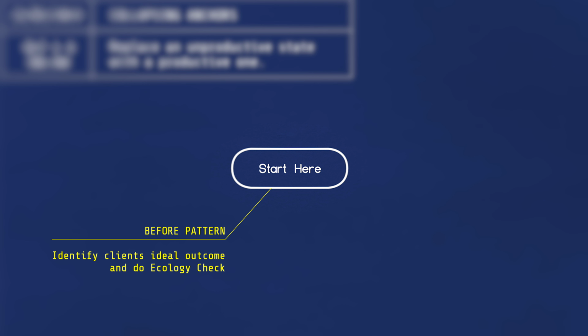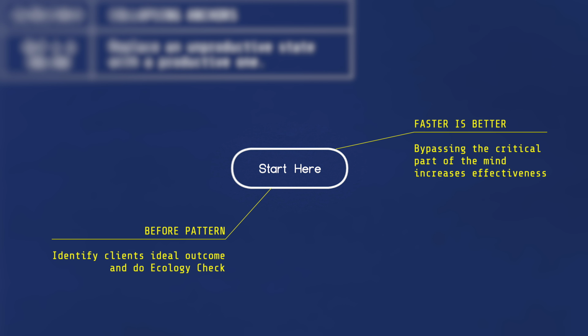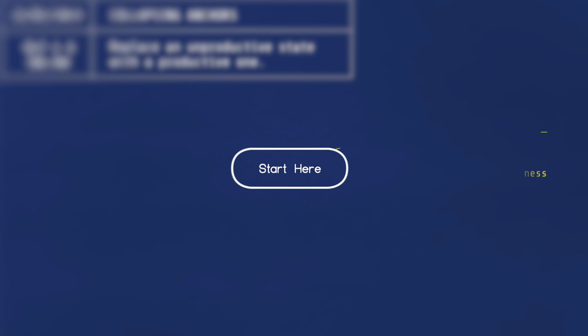If you're running this as part of a therapy session, then you could take your time with it. But I found that for the best results, you want to do this pattern fairly quickly so that the client doesn't have time to analyze what is going on.